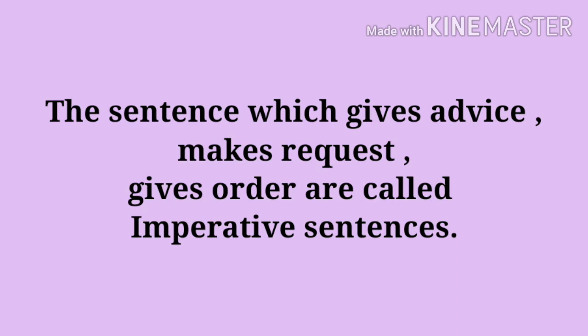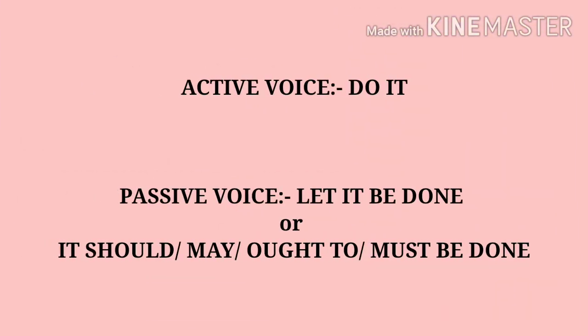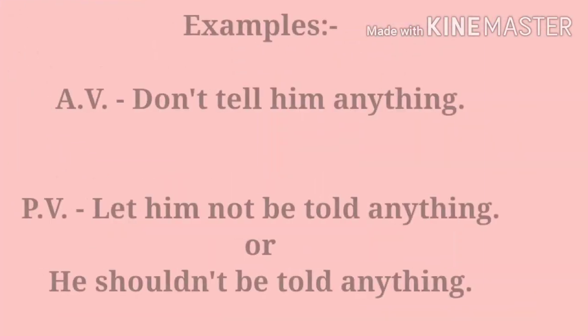So, let's see some examples. For example, in active voice, the sentence is, Do it. So it's giving an order. In passive voice, it changes to, Let it be done, or also we can write it as, It should or may or ought to, must be done. Let's see one more form.